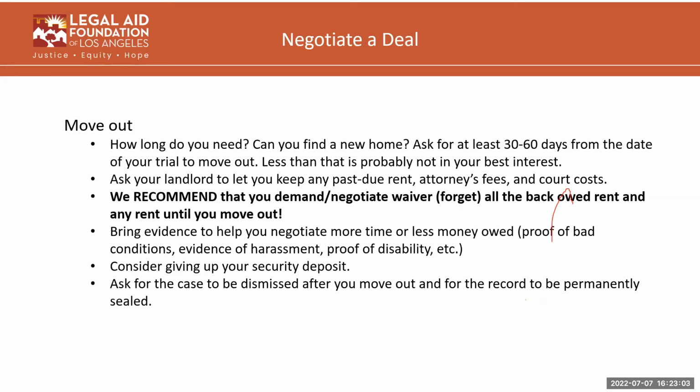Okay, so if you want to negotiate a move-out deal, what you want to take into consideration is how long will it take you to move? How long will it take you to find new housing? You may want to ask for at least 30 to 60 days from the move for a move-out deal. This is just in case you do find new housing and something goes wrong. You do have this cushion of time to try to find new housing.